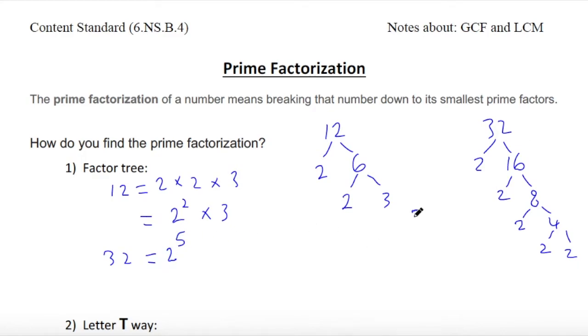Another example, 36 can be written as 6 times 6, which is 2 times 3, and here 2 times 3. So 36 can be written as 2 squared times 3 squared.